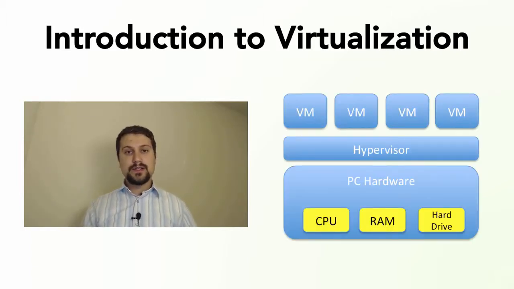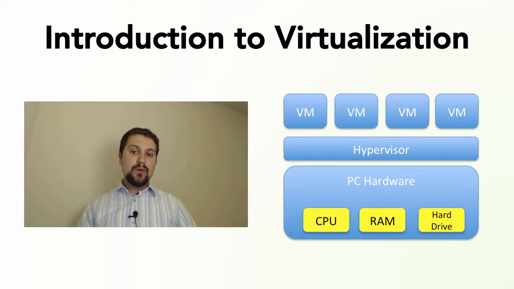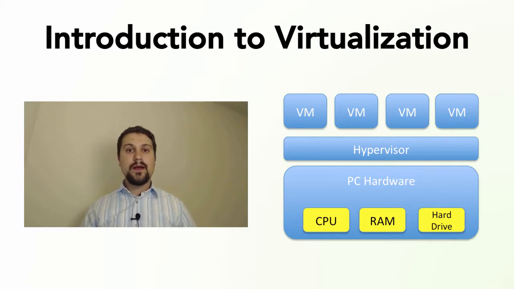So first I want to show you this little picture I built here. This is how virtualization works. On the very bottom you have your PC hardware, and within that PC hardware you have your resources: your CPU, your RAM, and your hard drive space. These are the three main resources that a computer needs. Now on top of that PC hardware sits the hypervisor. The hypervisor is a small piece of software that basically allows it to share those resources, share the CPU, share the RAM, share the hard drive with the VMs that it's controlling.